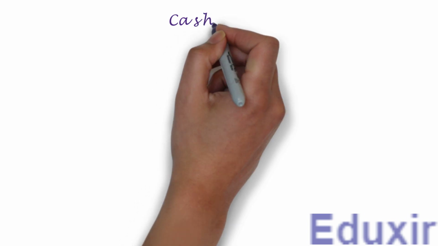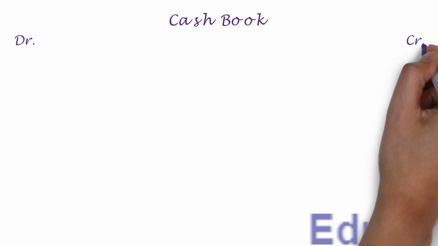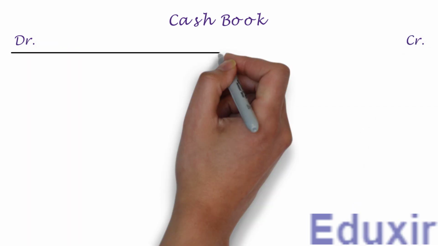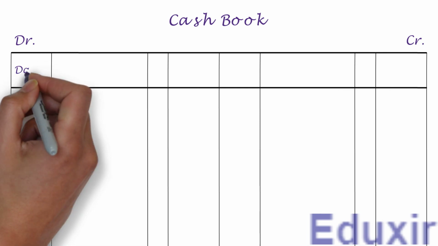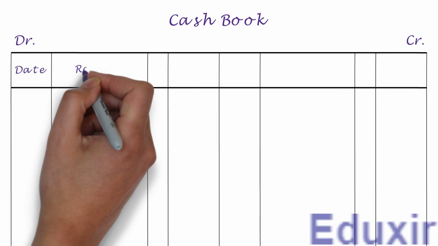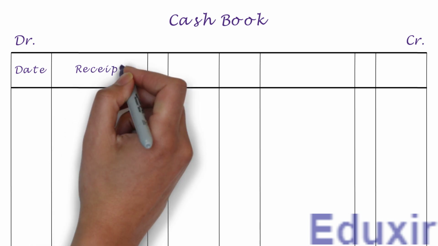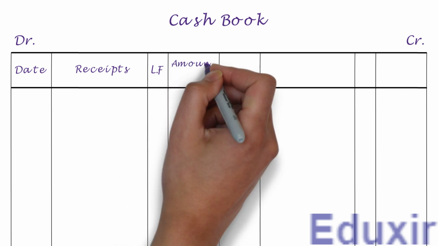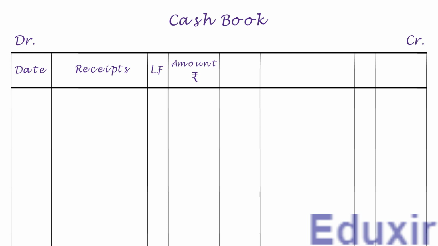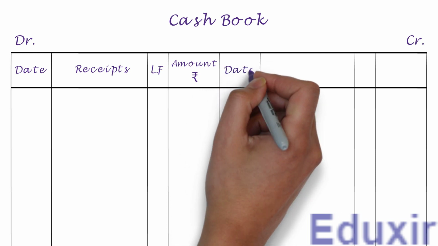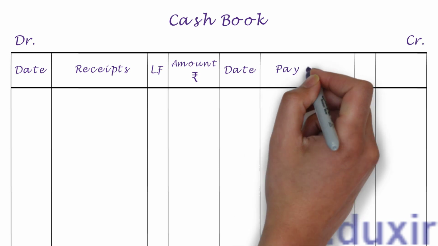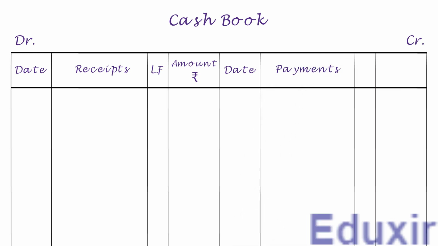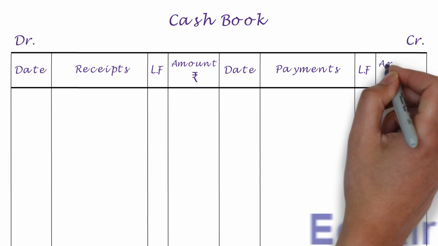Let us first record the title as cash book. Let us then write the headers DR and CR to designate the debit and credit sides respectively. Let us have individual columns for date, receipts, ledger folio, and amount in rupees on the debit side. On the credit side, we will have date, payments, ledger folio, and amount in rupees.